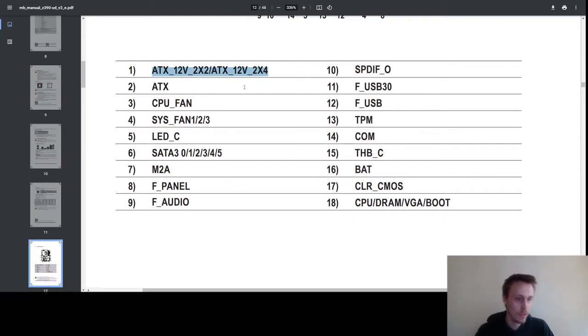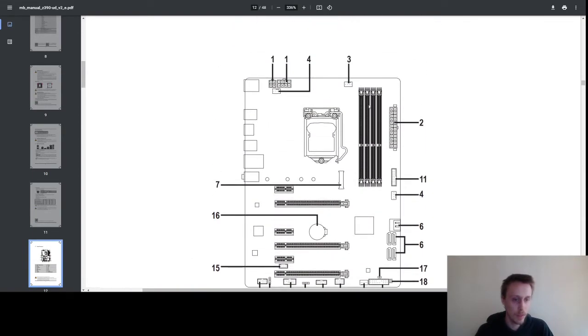There you go, ATX, that's your 12-volt power supply to your CPU. So you've got your 24-pin, and then you've got an 8-pin, sometimes just a 4-pin. But yeah, make sure they're in.